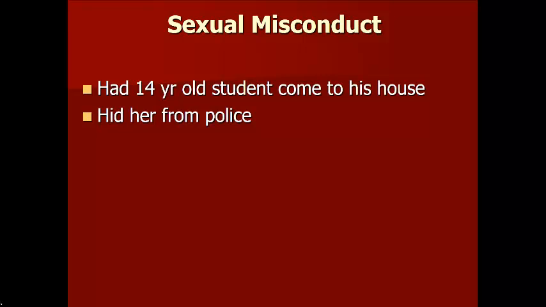Another teacher, a male teacher, had a 14-year-old student come to his house, and while there, police came to look for the student, and the teacher hid the student from the police, and when that was discovered, the teacher was let go.